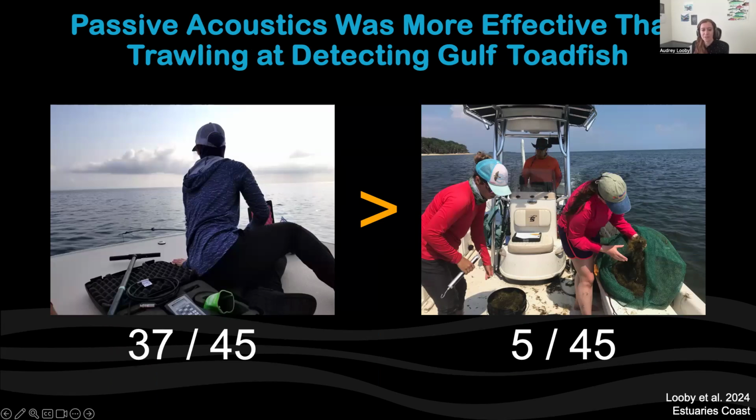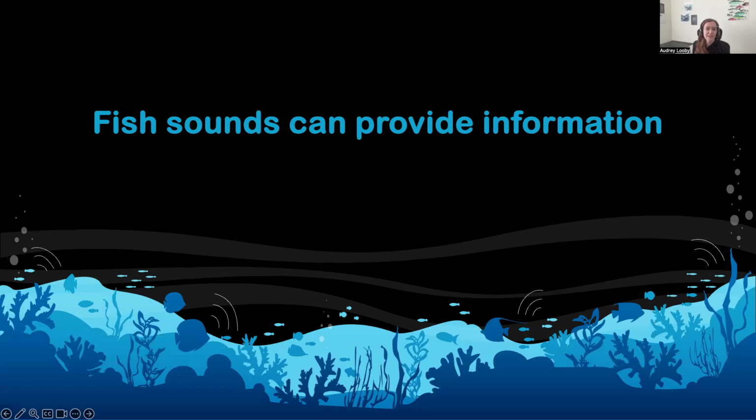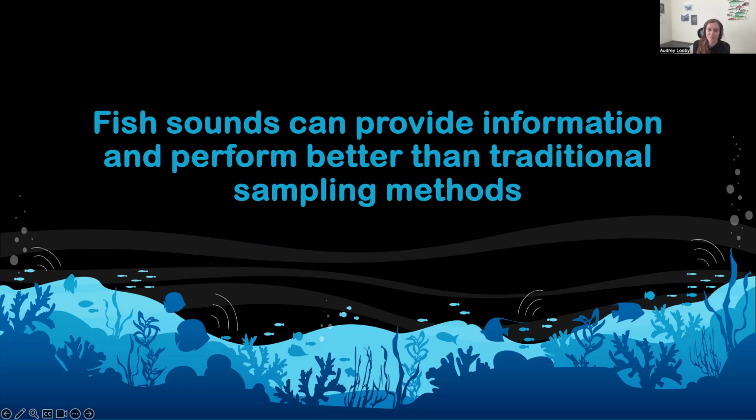Passive acoustics could also be done by a single person with recordings as short as 5 minutes, compared to the 4 people needed for trawling and the about 10 to 30 minutes needed to trawl and then process the catch. So passive acoustic monitoring of Gulf toadfish calls provided valuable distribution and behavioral information, and it performed better than trawling at detecting toadfish distributions.